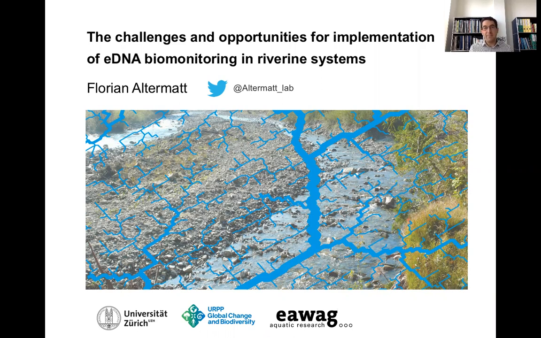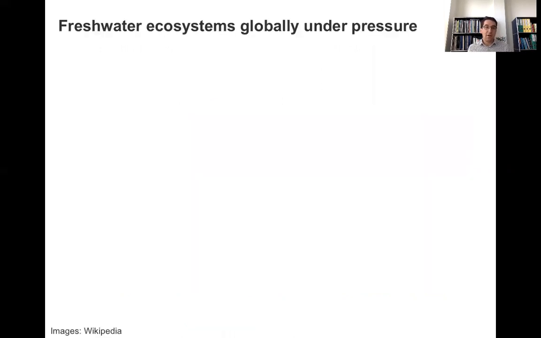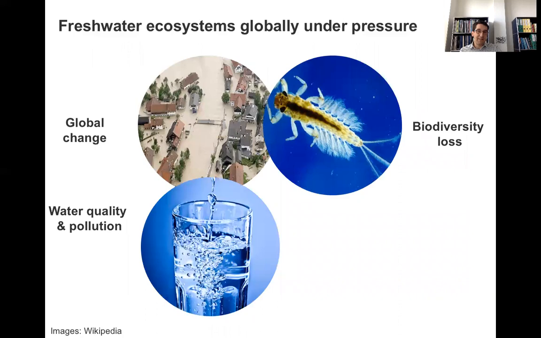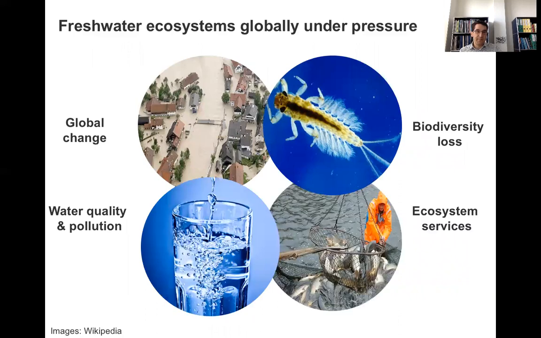And I will specifically build on the experiences we made when interacting extensively with stakeholders in Switzerland and developing implementable guidelines. As you all know, freshwater ecosystems are globally under very high pressures, with global change and massive biodiversity loss affecting ecosystem functions and ecosystem services provided by these freshwater systems.